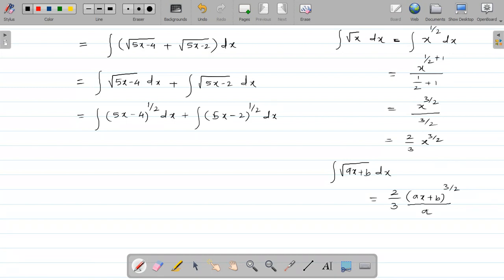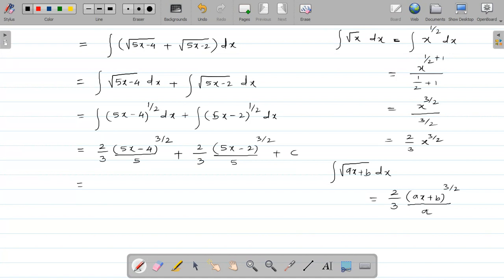So the same process, if you apply here, you will get the integration of (5x minus 4) raised to 1 by 2. So it will be 2 by 3 into (5x minus 4) raised to 3 by 2 and divided by the derivative of 5x minus 4, which is 5, plus similarly here, integration of (5x minus 2) raised to 1 by 2 is also equal to 2 by 3 into bracket (5x minus 2) raised to 3 by 2 and divided by 5. Divided by 5 means it is the derivative of 5x minus 2. Okay, so hence we get the integration.